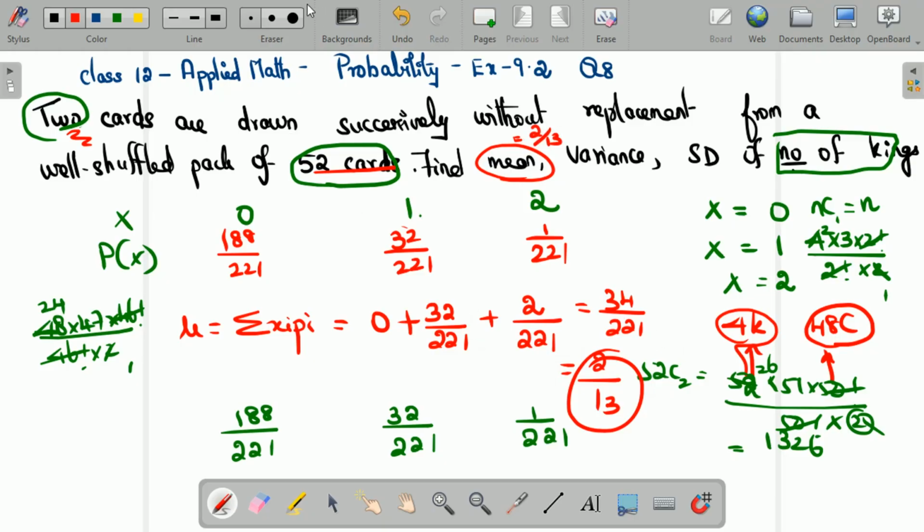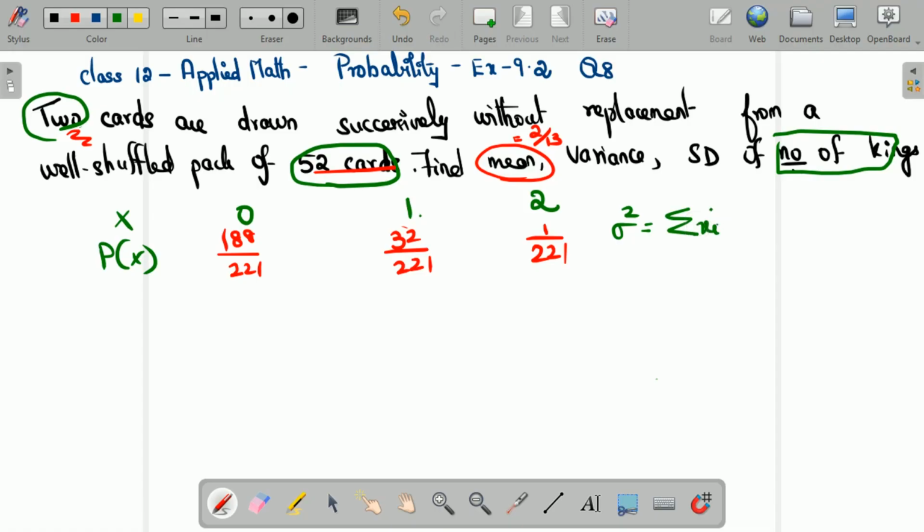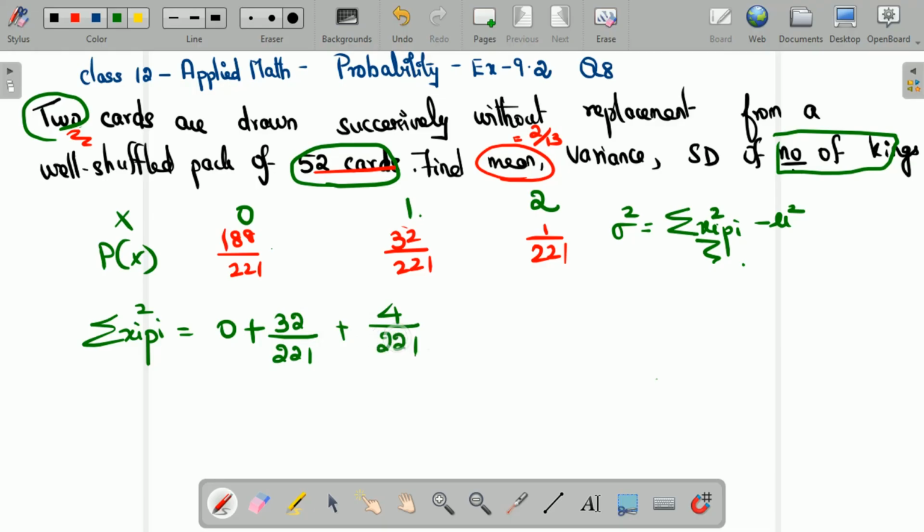Now let's calculate the variance. Sigma xi squared pi minus mu squared. So first let's compute this value. Sigma of xi squared pi is going to be the square of x into the probability. Either way 0 into this expression is 0, plus 1 squared into this. So it is still 32 by 221. Finally 2 squared is 4. So this is 4 divided by 221. So this is nothing but 36 divided by 221.